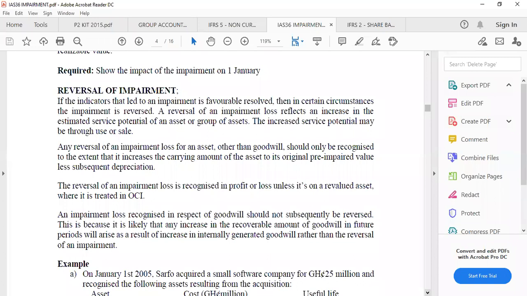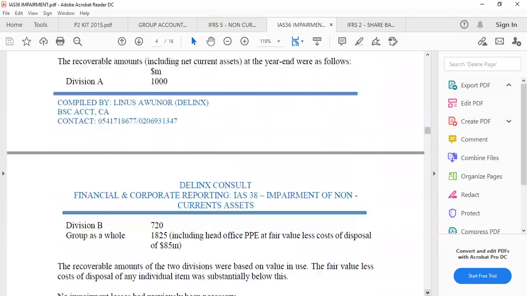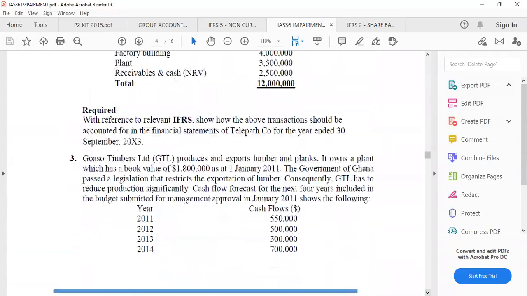But if there is a reversal of impairment, what we do is assume that the impairment has not occurred at all. If the impairment has not occurred at all, what should have been the carrying value of the asset up to today? Then we look for that carrying value, compare it with the new carrying value, and add the amount we're supposed to add. Let's pick an example, then we know what we are doing. There is an example on that.